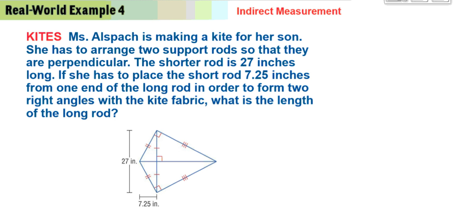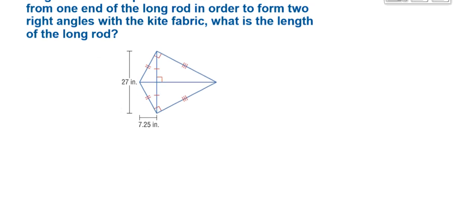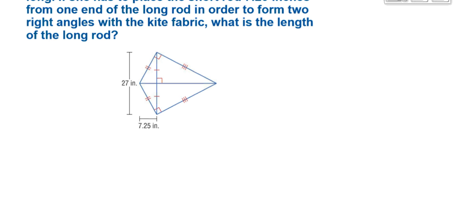So this is Mrs. Ausbach is making a kite for her son. She has to arrange two support rods so that they are perpendicular. The shorter rod is 27 inches long. If she has to place the short rod 7.25 inches from one end of the long rod in order to form two right angles with the kite fabric, what is the length of the long rod? As you look at that, I'm actually just going to make some observations here.